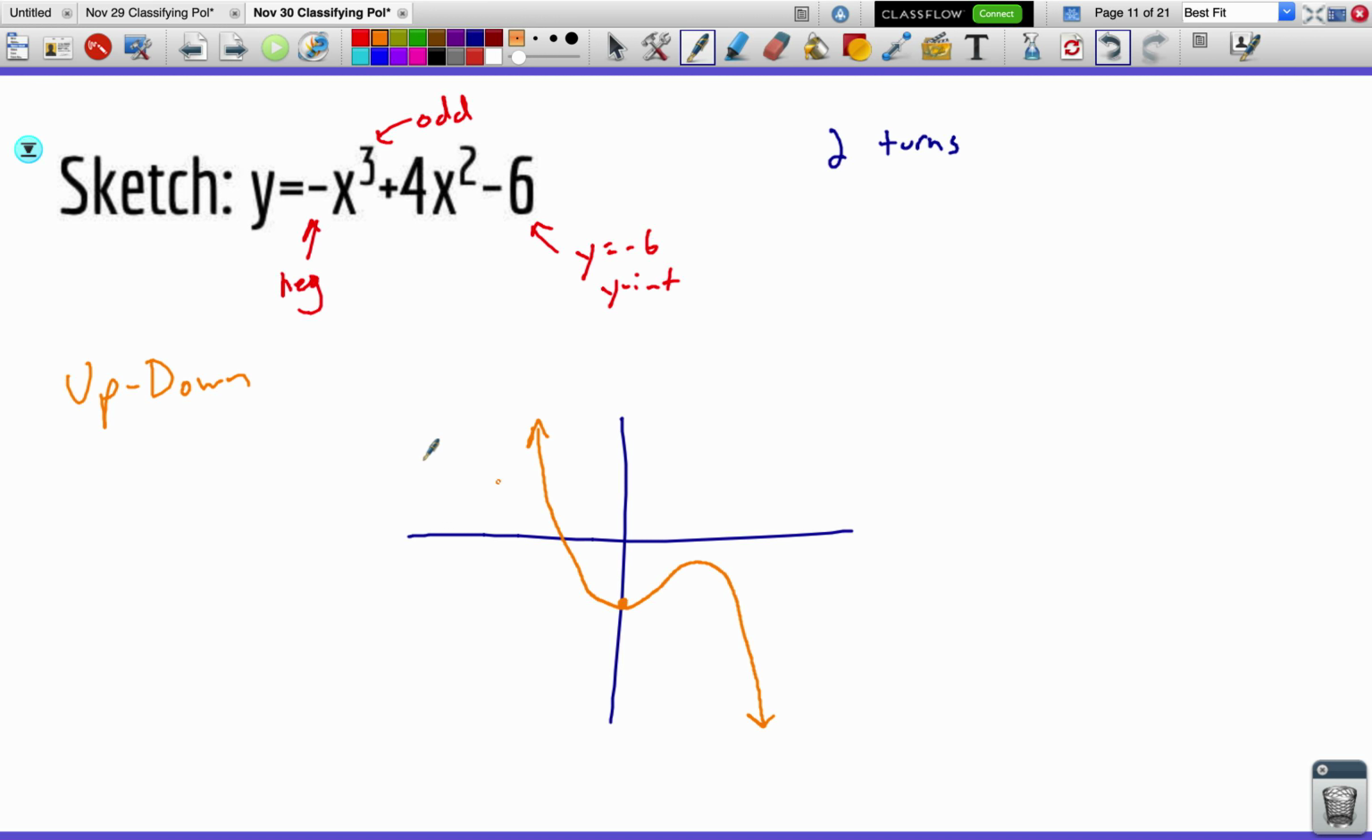So here is our sketch. It's not perfect. We don't know the x-intercepts, for example, or if this turn happens to the left or the right of the y-intercept. But we can get the general shape. We got the correct end behavior, the correct y-intercept, and the correct number of turns.